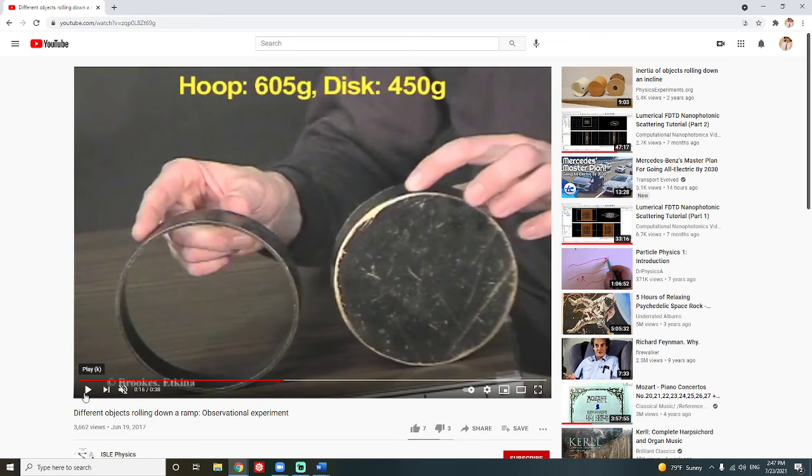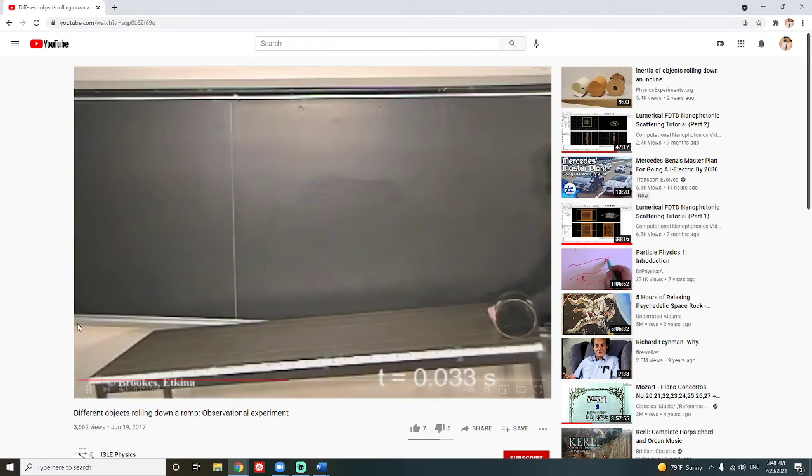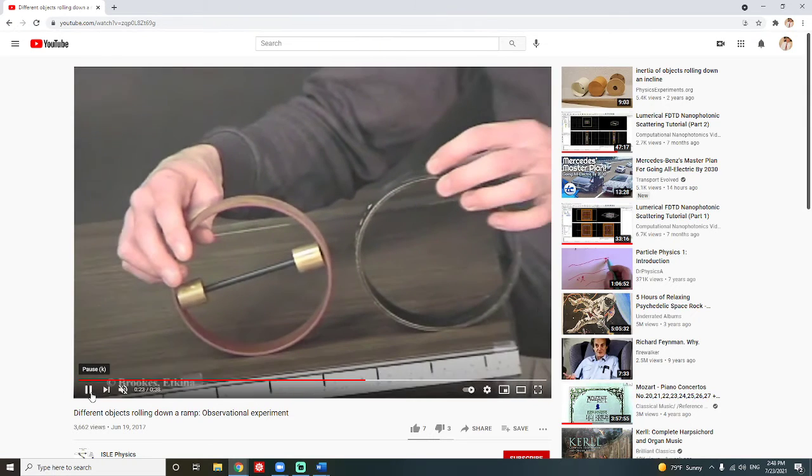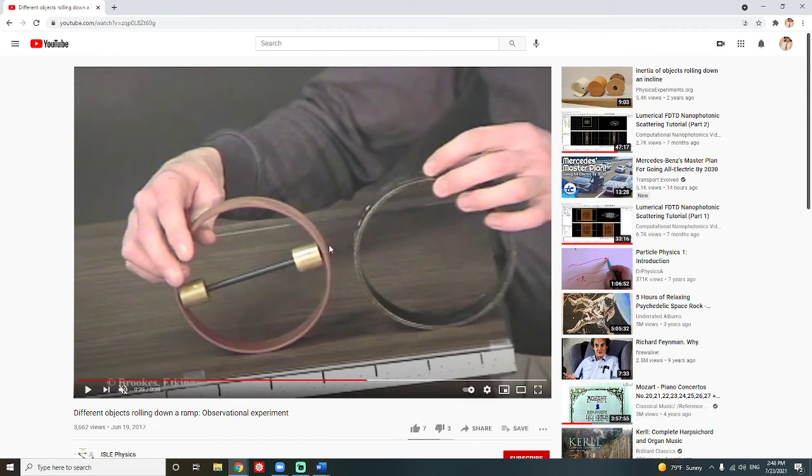And then here he's going to take a disk and a hoop that have different masses, but it looks like the same radii. And let's see what happens here. Okay, so the disk reaches the bottom first. And now, these are two hoops, but the moments of inertia here will be different, right? Because there's a little crossbar on one of them. So let's see what happens here.